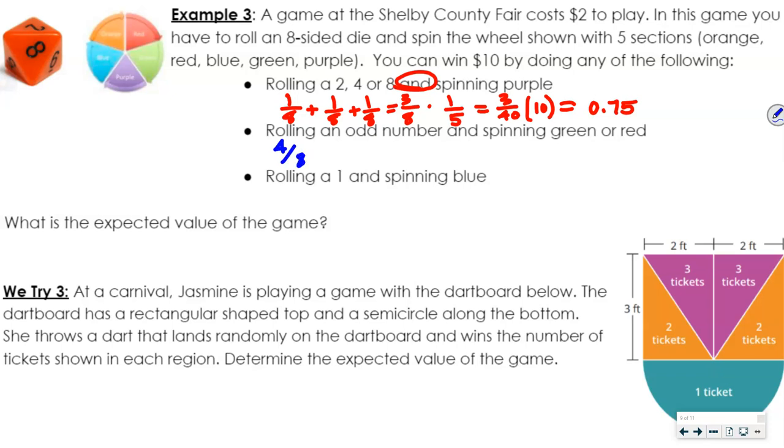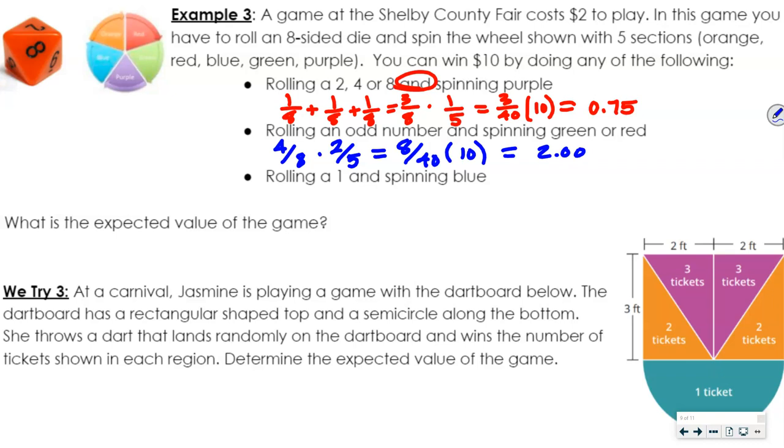And then spinning a green or red. Okay, so now we got 2 out of the 5, right? And it's going to be multiplying against this. It's going to be 2 out of the 5. So that's going to be 8 out of 40. And so we're going to multiply that times our 10. And when we do, we get that this one is $2.